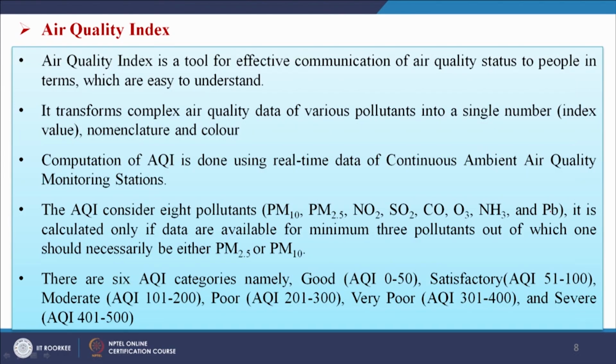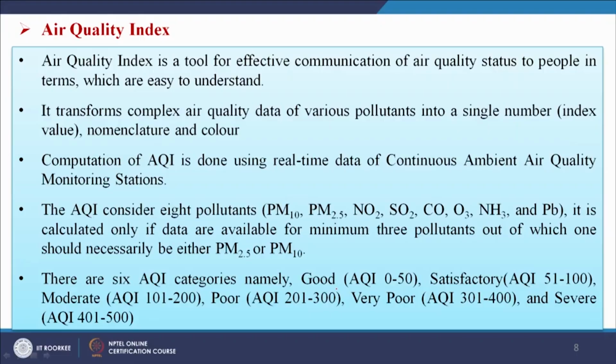This is basically for the Indian scenario, and it is calculated only if data are available for a minimum of 3 pollutants, including either PM10 or PM2.5. Any of these two must be included in the air quality index, and the index values have been given in such a way that quality can be defined into different categories.